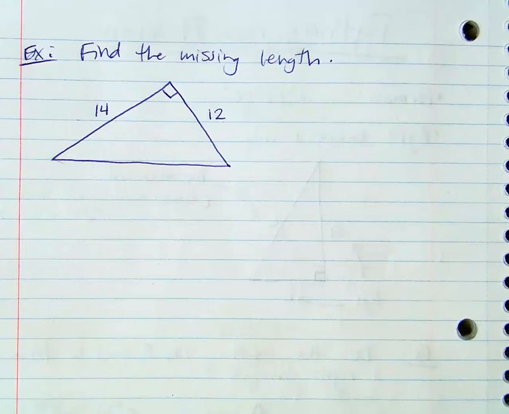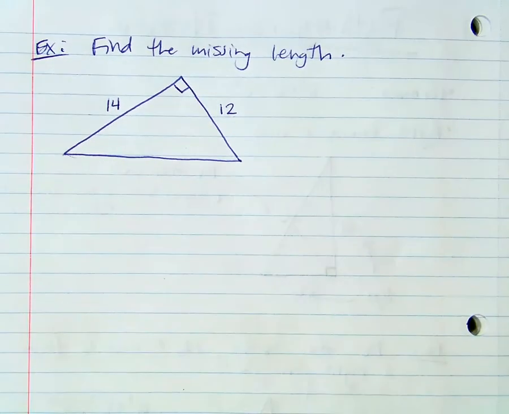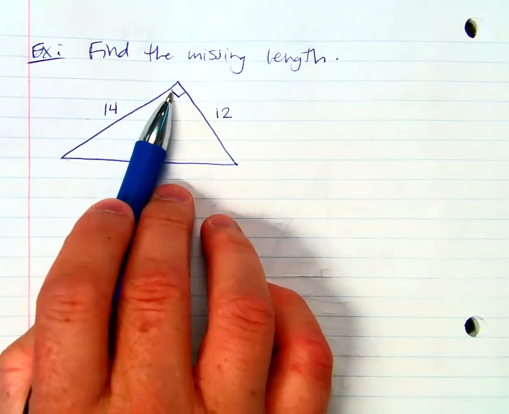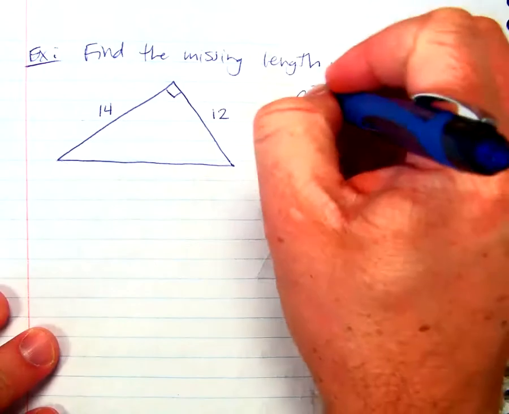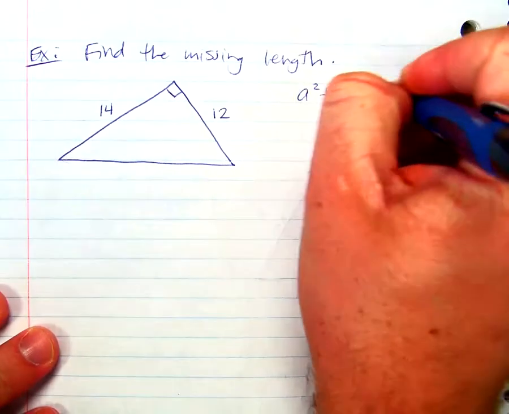First thing you have to do to be able to solve a problem using the Pythagorean theorem is recognize a couple things. First of all, you have to have a right triangle. Is this a right triangle according to the diagram? Yeah, absolutely. It's labeled right there, right angle. We have a right triangle. So we can use the Pythagorean theorem, a squared plus b squared equals c squared.